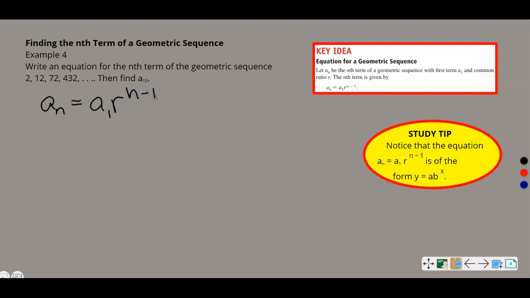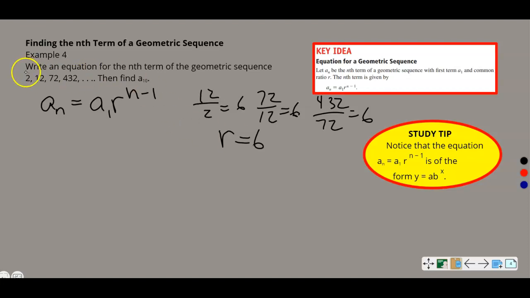All right, so the first thing we need to do is figure out what our common ratio is. So again, if we look at this, we can do 12 divided by 2. That's going to be 6. 72 divided by 12, that is 6 as well. And 432 divided by 72 is 6. So our common ratio is 6. And again, 2 times 6 is 12. 12 times 6 is 72. And 72 times 6 is 432.